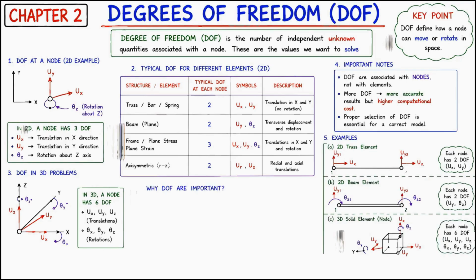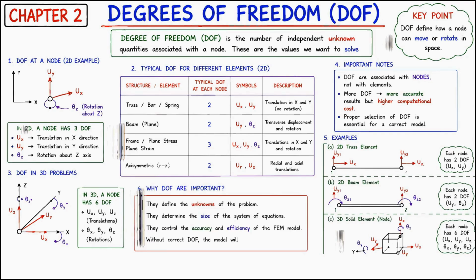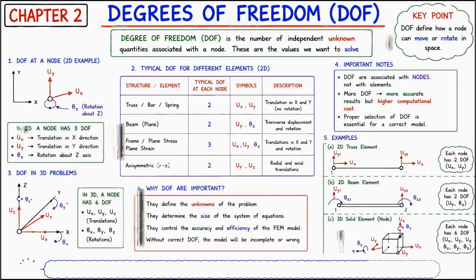One important point to remember is that degrees of freedom are always associated with nodes, not with elements. The total number of unknowns in the system depends on the total number of nodal degrees of freedom. Naturally, increasing the number of degrees of freedom increases the size of the global stiffness matrix and the computational effort required to solve the problem. Therefore, selecting the correct degrees of freedom is extremely important.